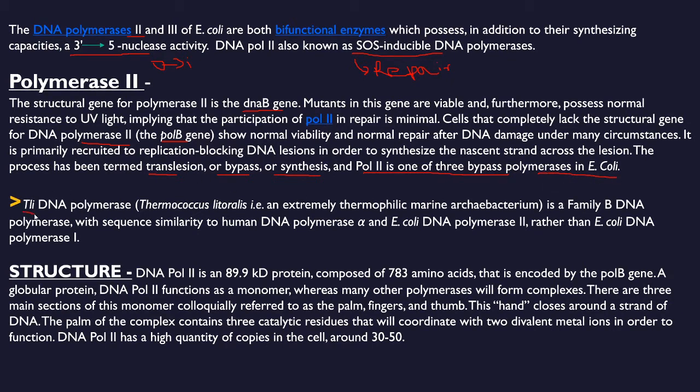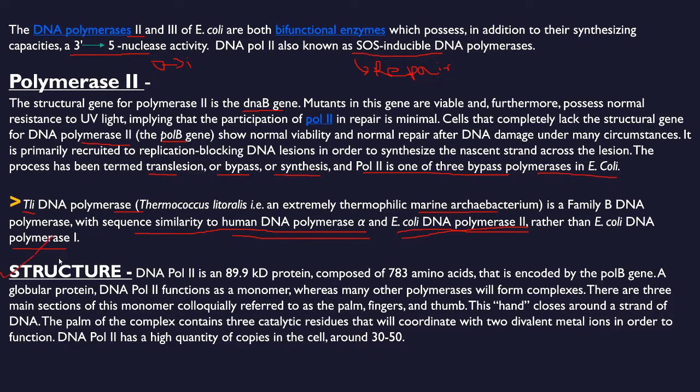Another point is TLI DNA polymerase, which is obtained from Thermococcus litoralis, an extremely thermophilic, marine archaeobacterium. It is a family B DNA polymerase with sequence similarity to human DNA polymerase alpha and E. coli DNA polymerase 2 rather than E. coli DNA polymerase 1. So TLI DNA pol shows similarity with DNA pol 2, and in humans, similarity with DNA pol alpha.